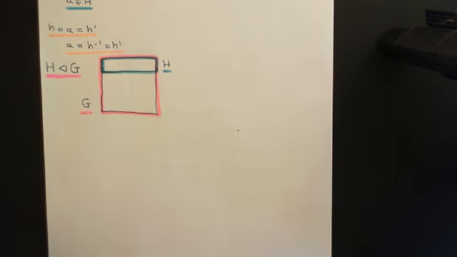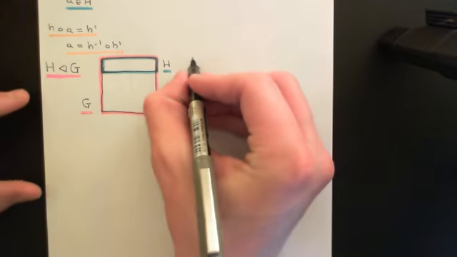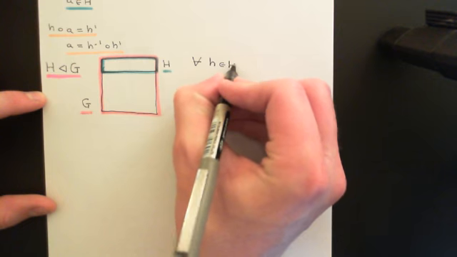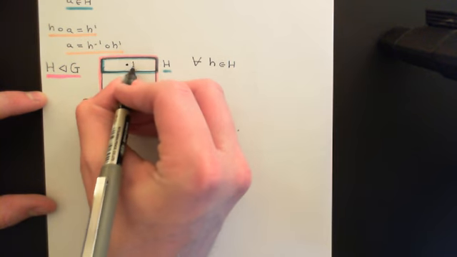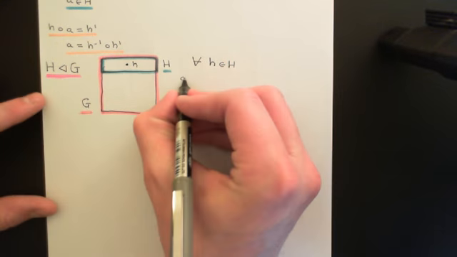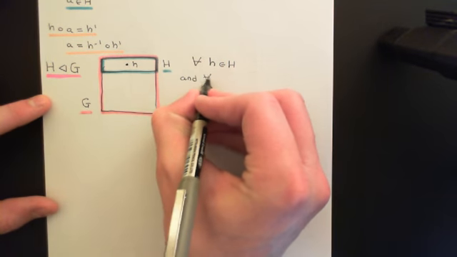And if capital H is going to be a normal subgroup of capital G, then that means that for all little h an element of capital H, so you pick me any element of this subgroup capital H, and pick me any element of the larger group.